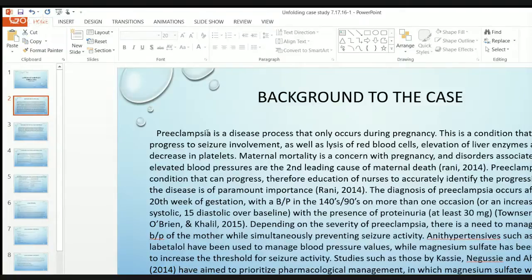We see antihypertensives such as labetalol have been used to manage blood pressure values, while magnesium sulfate has been used to increase the threshold for seizure activity. Magnesium sulfate is not primarily used to decrease the blood pressure. It is primarily used to prevent seizure activity. So it's that balance, because this woman will still typically need antihypertensives. When we look at studies such as those by Cassie, Noguchi, and Ahmed, we also have to look at the management of which should be a prioritization. Should it be the magnesium sulfate to control seizure activity? Should it be aggressive use of antihypertensives to make sure that the blood pressure is lowered? Those are some of the things we're looking at.